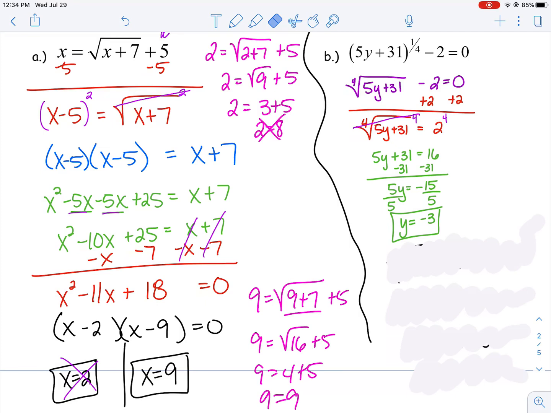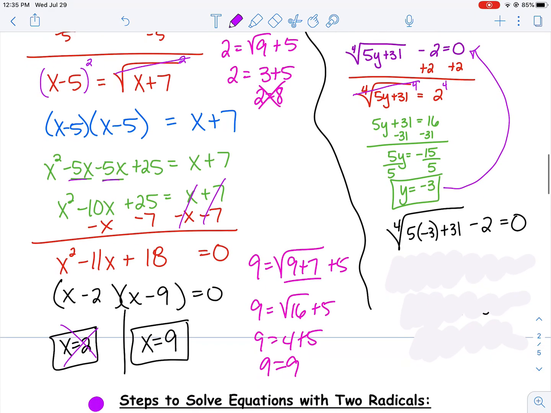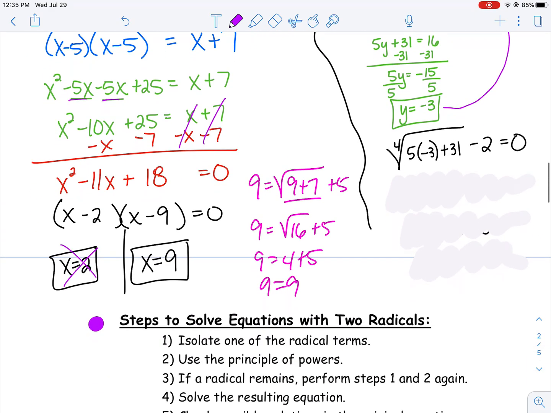All right, but let's check. Let's take this and plug it back into our original equation. And maybe not our original equation with the 1/4 power, maybe the equation that we used when we converted it into radicals. It might be easier that way. Remember, it's the same exact thing, just a different form. So I'm going to take this y equals negative 3 and plug it into the radical version of my original problem. I'm going to plug in negative 3 and see if it works.